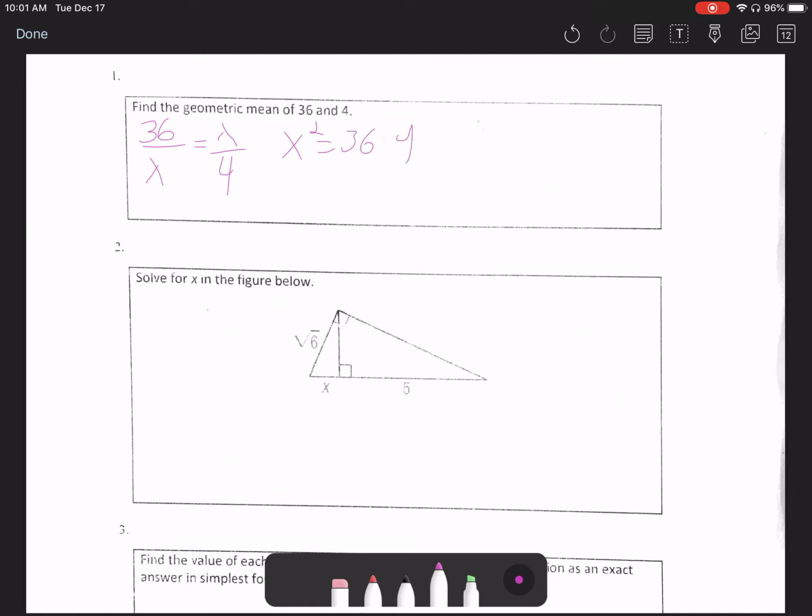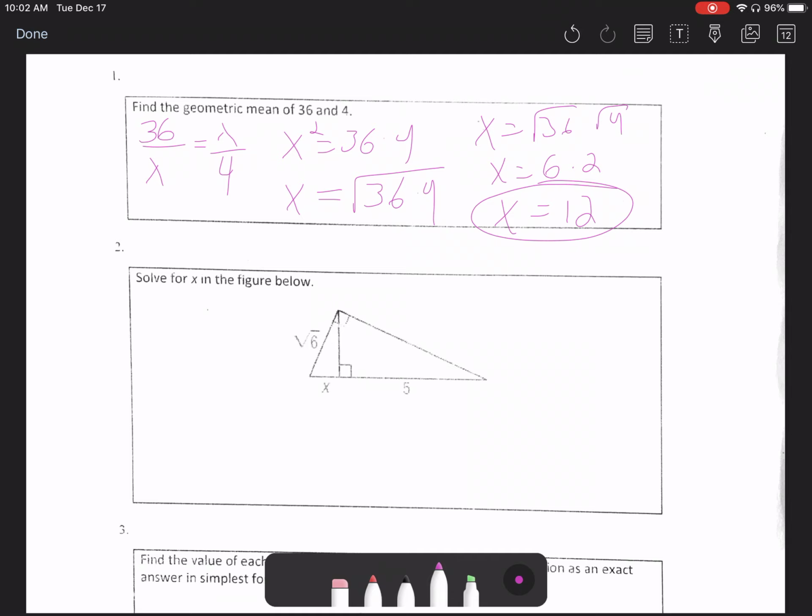I leave it like that because I don't have a calculator for this test, so I want to be able to simplify without needing a calculator. So this ends up being x is equal to the square root of 36 times 4, which is the same thing as the square root of 36 times the square root of 4. X is equal to 6 times 2, so x ends up being 12.